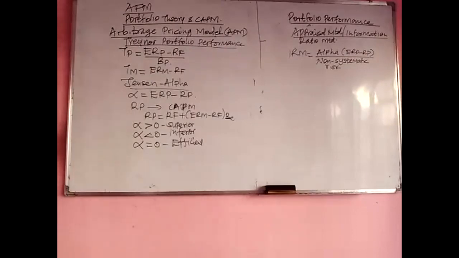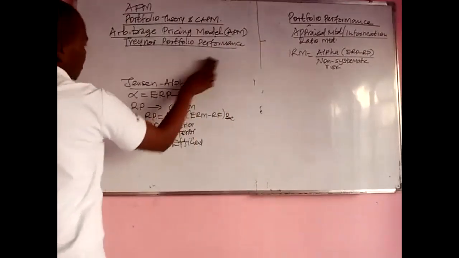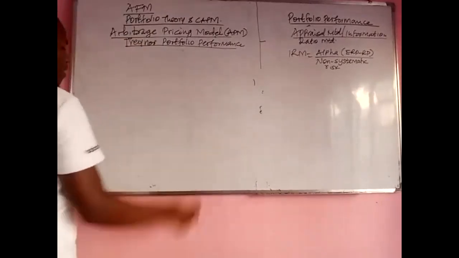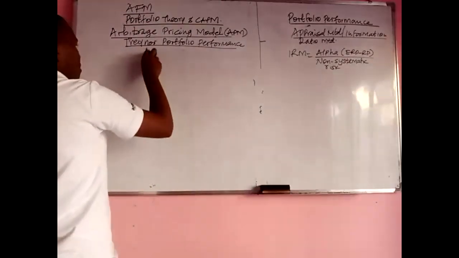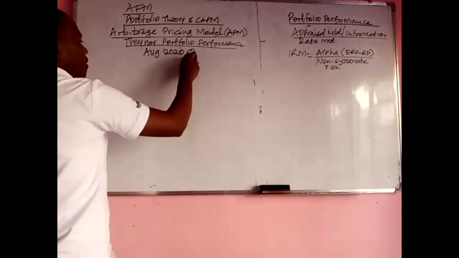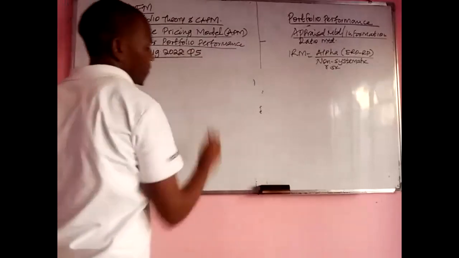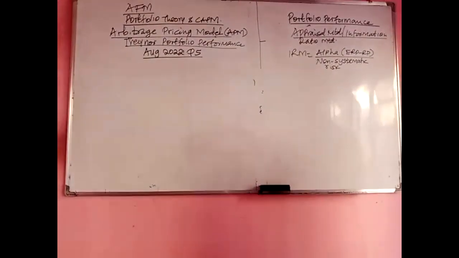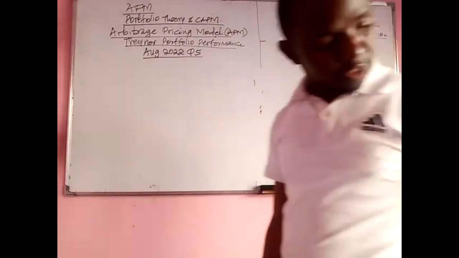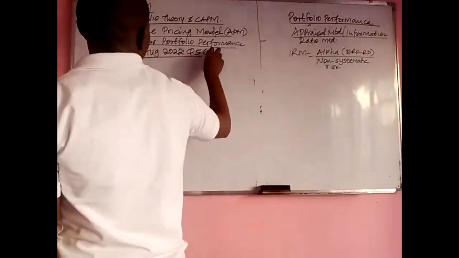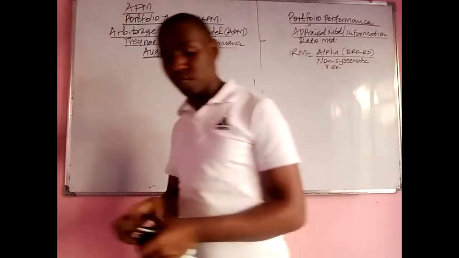The non-systematic risk. So we can have an example. We see how in this case you require to know that. And I'll just do the last sitting question. Last sitting, August 2022. That should be a question about question 5. Question number 5 C, August 2022.